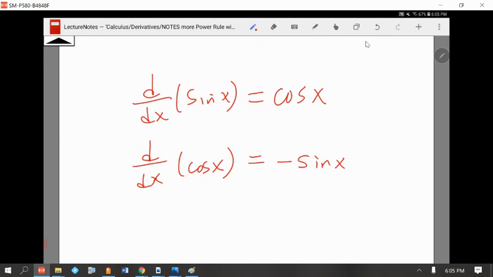They're in the same section. These two formulas right here are in the power rule section. Now that I've mentioned it, that'll save us some time tomorrow if you watch this video tonight.